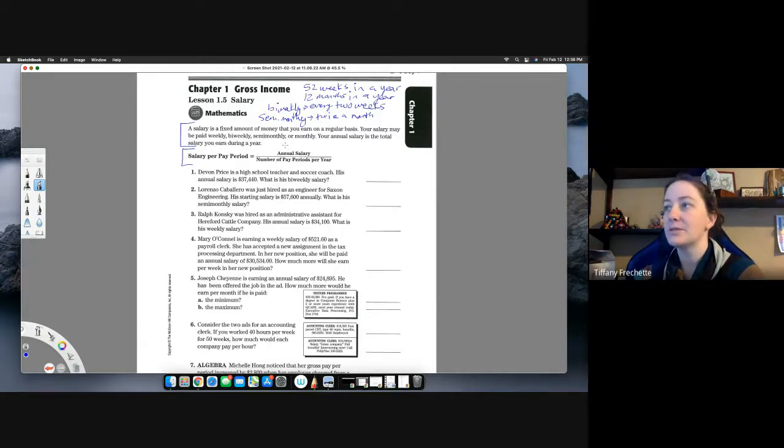So I take my annual salary and I divide it by the number of pay periods. That's why I have to know this terminology in order to understand. If it's biweekly, it's every 2 weeks, and there's 52 weeks in a year. This means that you're going to divide by 26, because 52 divided by 2 is 26. Semi-monthly, if it's twice a month and there's 12 months, that means it's 24, because 12 times 2, twice a month, is 24 payments.